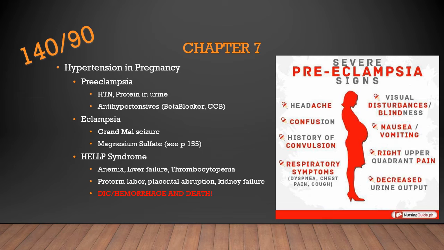If you recognize any of the signs and symptoms of magnesium toxicity, such as decreased reflexes or loss of deep tendon reflexes, respiratory depression less than 14 breaths per minute, urine output less than 30 milliliters per hour, shortness of breath, chest pain, EKG changes, then you should treat the patient with calcium gluconate 1 gram IV.